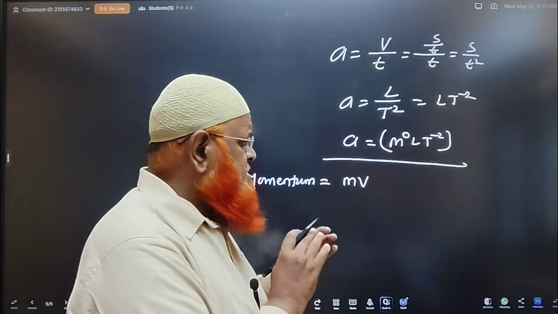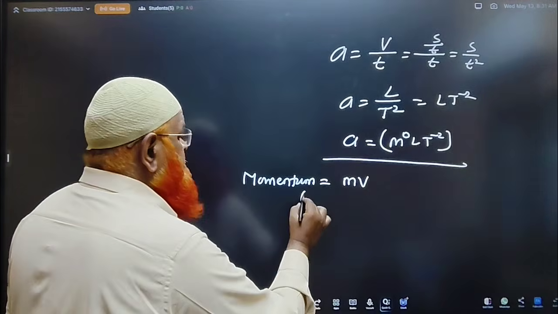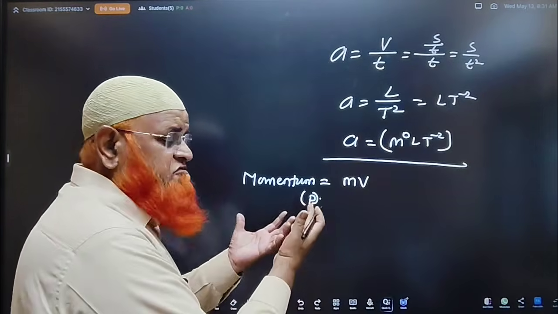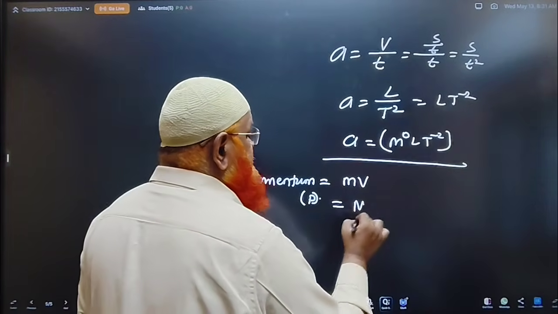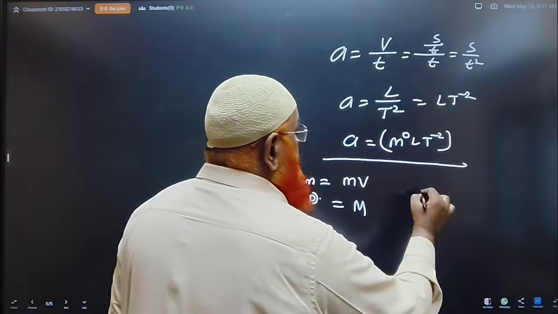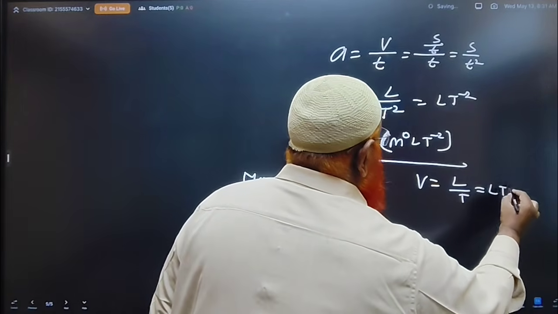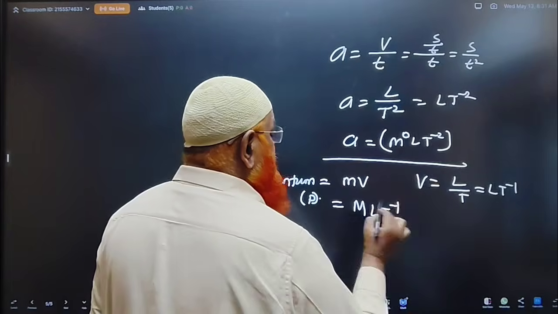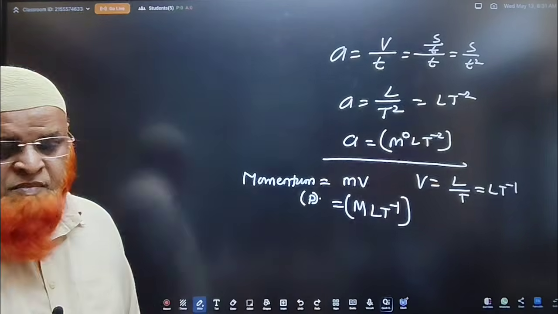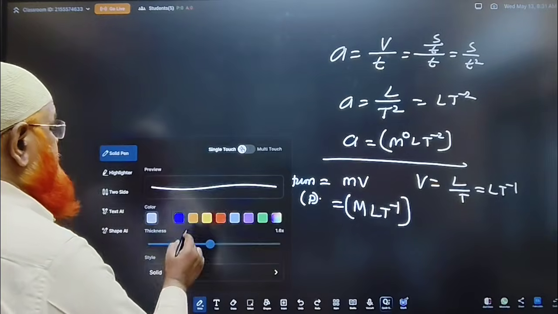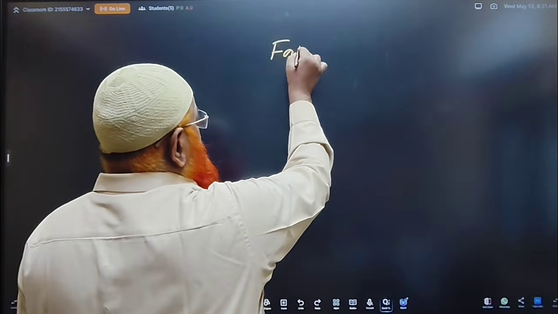Understood? So that's why don't learn anything by heart. So momentum. What is the meaning of momentum? Momentum is given by the letter P. It is a product of mass into velocity. So mass I am writing as M, and I told you velocity is nothing but displacement by time, so this can be written as L t power minus 1. So M L t power minus 1 is going to be the dimensional formula for momentum. Hope you are understanding now. So this is the dimensional formula for momentum. Next, what is the dimensional formula for force?